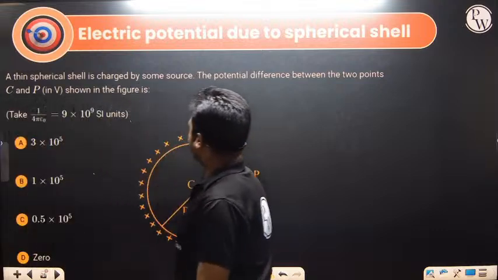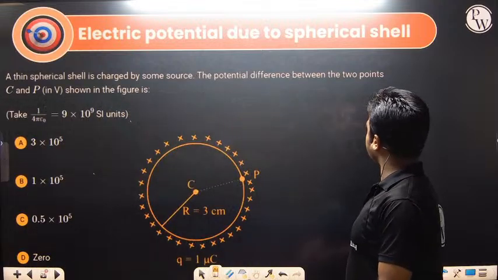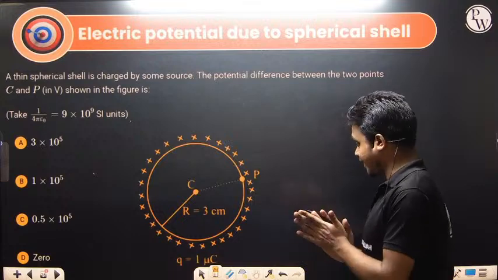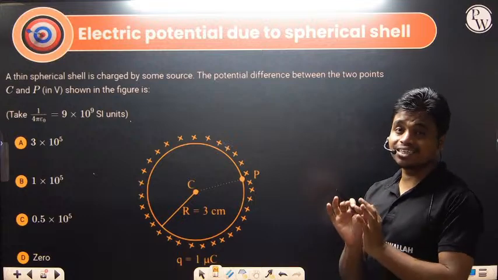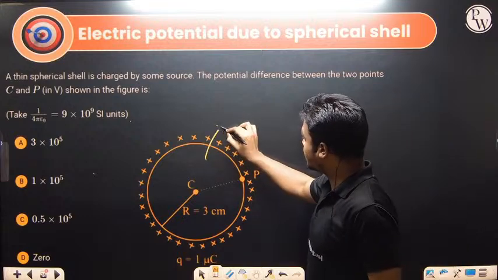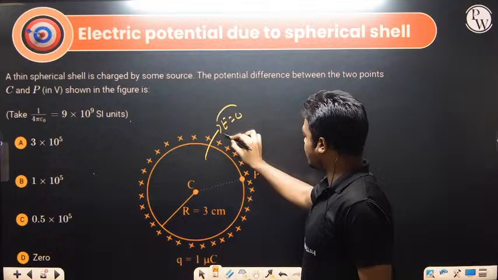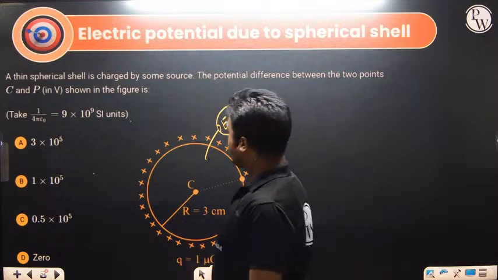A thin spherical shell is charged by some source. The potential difference between the 2 points C and P is given by... Okay, right. So this is the potential difference between point C and point P. Again, spherical shell they have mentioned. What is the electric field inside the shell? The electric field inside the shell is 0.